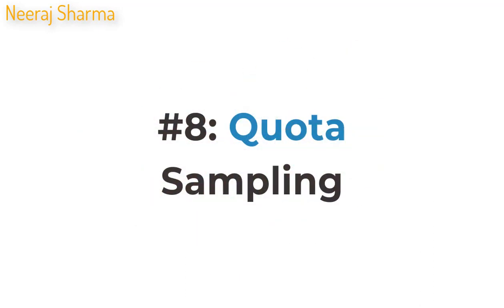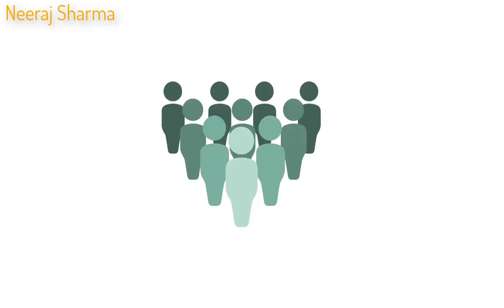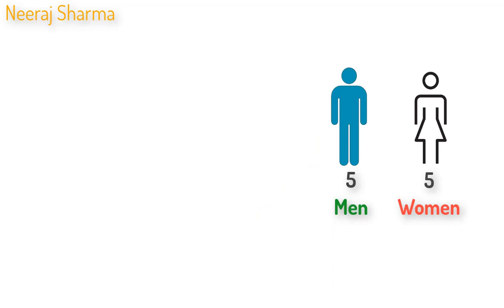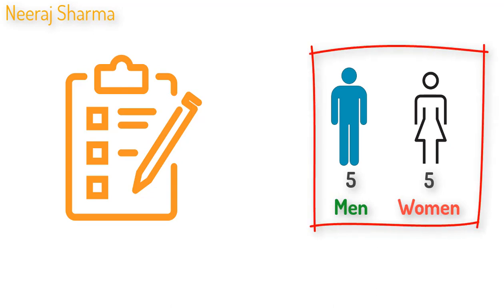Eighth, quota sampling. Quota sampling is like making a checklist of different kinds of people you want to talk to and then finding them until you reach your goal. Imagine you want to talk to 10 people, 5 men and 5 women. You make a list and keep checking off the people you talk to until you have 5 men and 5 women. It's not random, but you make sure you get the right number of each kind of person you're looking for. This method helps to ensure that specific groups of interest are represented in the sample, even though it's not chosen randomly from the entire population.